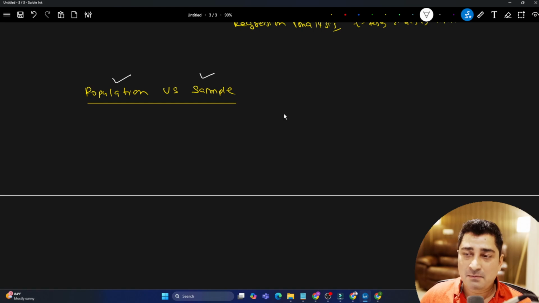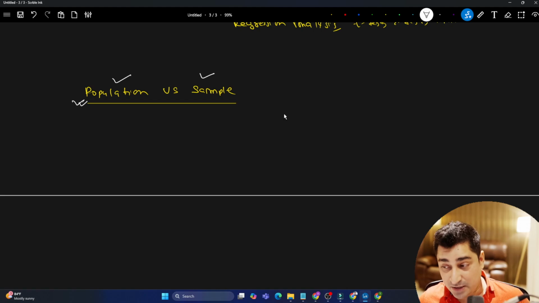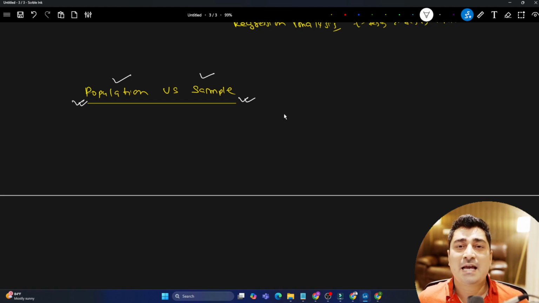If I'm able to access the whole data for a particular use case, then that data set is called population data. If I'm able to access only a subset of the data, then in that situation it's called a sample. And most of the time we will be dealing with a sample of the data.